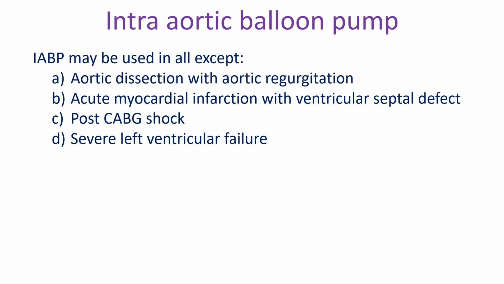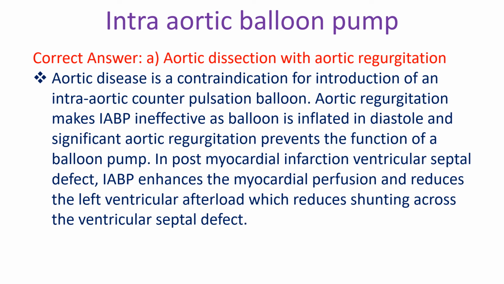IABP may be used in all except: A. Aortic dissection with aortic regurgitation, B. Acute myocardial infarction with ventricular septal defect, C. Post-CABG shock, D. Severe left ventricular failure. Correct answer A. Aortic dissection with aortic regurgitation.